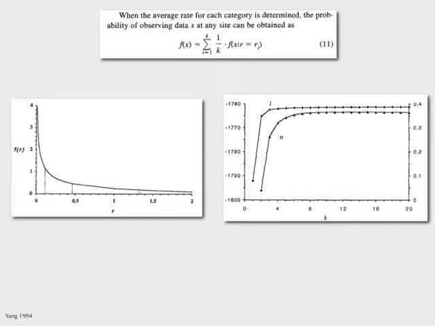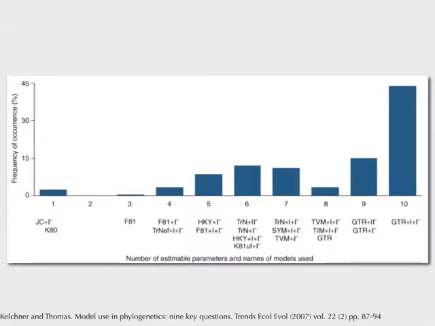Even so, empirically we find that it fits much, much better to have a gamma distribution for most data sets. You see almost everything here, except for just pure GTR, has this gamma. For real data sets, this heterogeneity matters, and gamma helps fit it better.